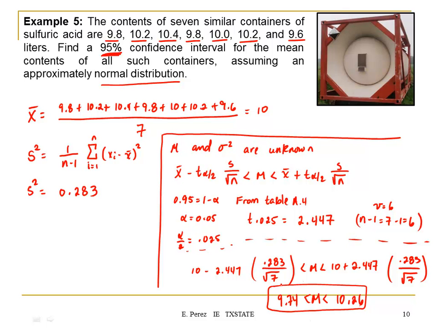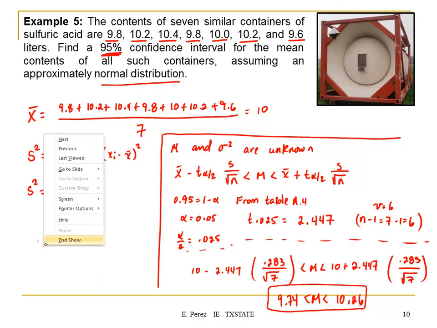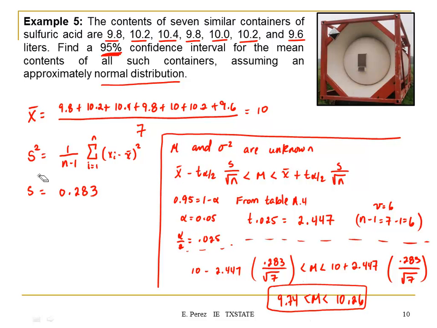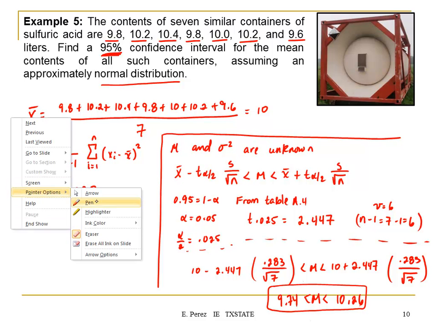Yes, sir. Yeah, I guess what I gave you here is the standard deviation. Let me check my notes. Yeah, that should be the standard deviation after the square root. Thank you. Make sure that you double check that number. Let's see. So this is the standard deviation. Any other question?